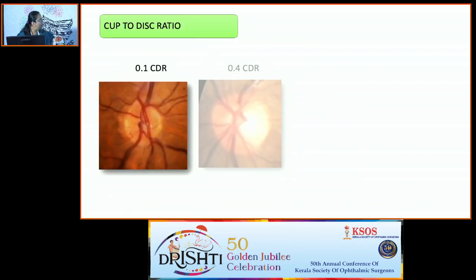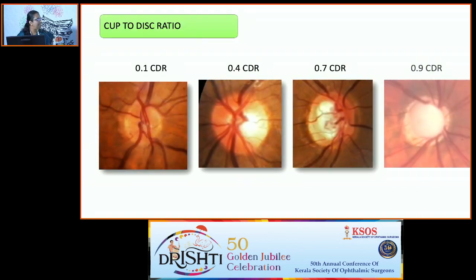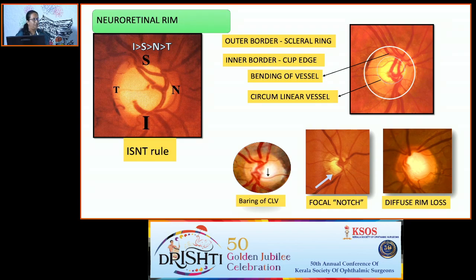Cup disc ratio: 0.1 CDR, 0.4, 0.7, 0.8. That is a comparison of the vertical disc diameter to the cup diameter. For a larger disc, a larger cup is normal, but 0.3 to 0.5 is considered normal. Now, neuroretinal rim: you look at the ISNT rule, that is, the inferior rim is more than the superior rim, and then that is more than the nasal and the temporal, and whether the rule is broken.